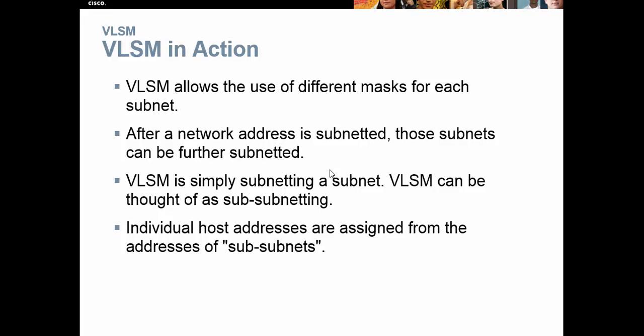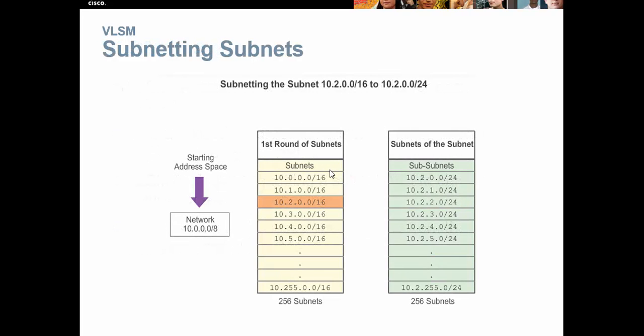After a network address is subnetted, those subnets can be further subnetted, and VLSM is simply subnetting a subnet. So with variable length subnet masks, they can be thought of as sub-subnetting. Individual host addresses are assigned from the addresses of sub-subnets. And here's an example of that.